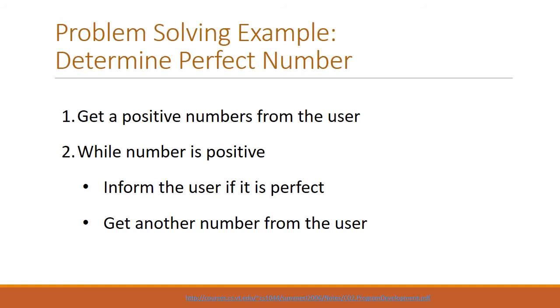Now that we have our isPerfect function, let's write a Python program that allows the user to determine if numbers are perfect. So we're going to allow the user to enter positive integers, and as soon as they enter a negative integer, that indicates that they're done. So we'll get an integer from the user, and as long as it's positive, we'll inform the user whether or not that integer is perfect, and then we'll allow them to enter another number.